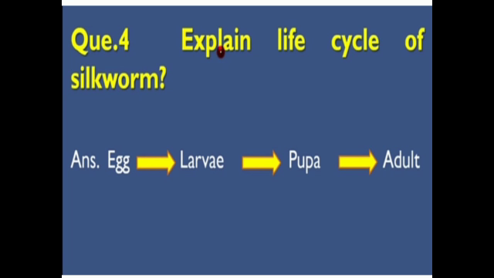Then, explain the life cycle of the silkworm. It is simple: the egg develops into a larva, then a pupa, and the pupa develops into the adult silkworm. With this, we complete the chapter of our science textbook, reproduction in animals.